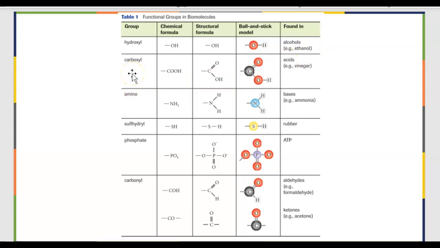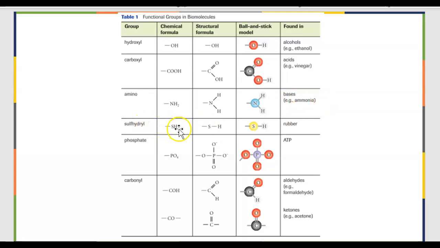There's one called a carboxyl, which is C double-bonded O, then O-H. Structurally, it looks like this, with a carbon and a double-bonded oxygen, and again, what looks like a hydroxyl group. This acts as a unit, and that's something we find on acids, such as vinegar. There's an amino group, NH2. That's a structure, and we find this in bases. Remember, we looked at that acid-base scale.